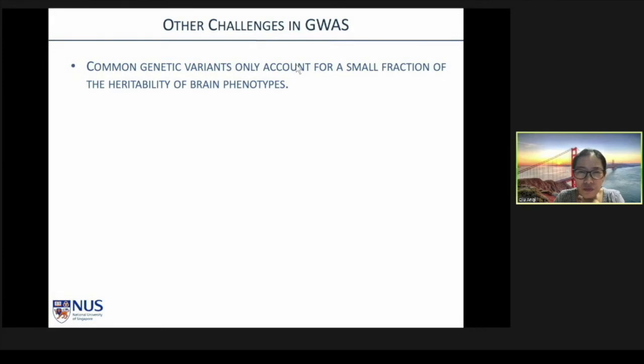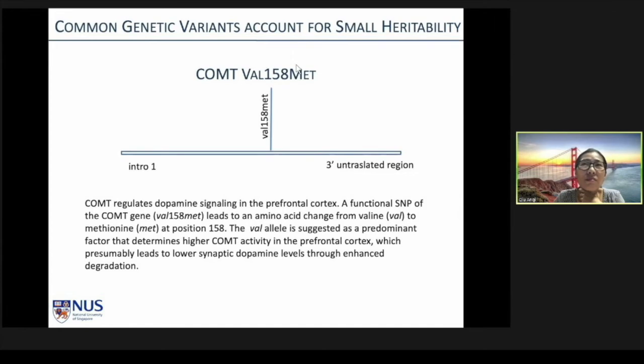Beyond the confounding problems, there are other challenges in GWAS studies. For instance, common genetic variants only account for a small fraction of the heritability of brain phenotypes. To give an example, this COMT Val158Met SNP is a very popular SNP that people often study. The reason is that COMT regulates dopamine signaling in the prefrontal cortex. And this particular SNP leads to an amino acid change from valine to methionine at position 158.